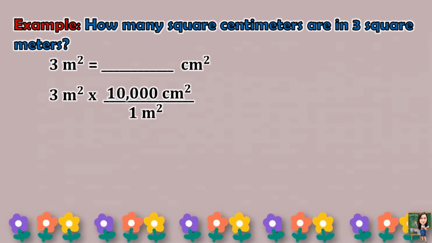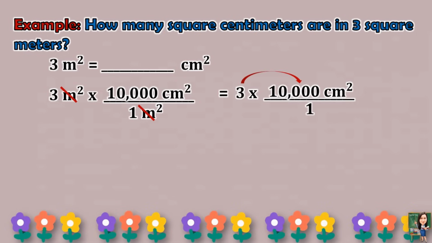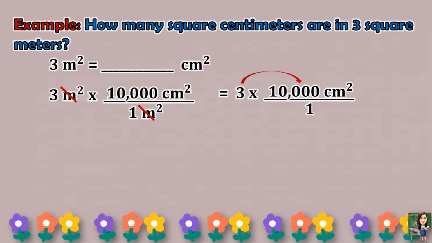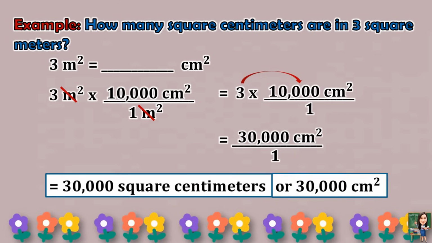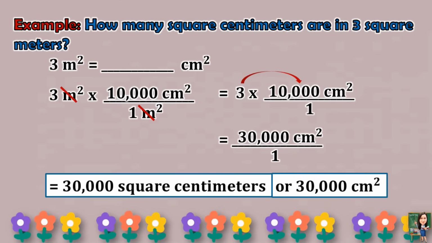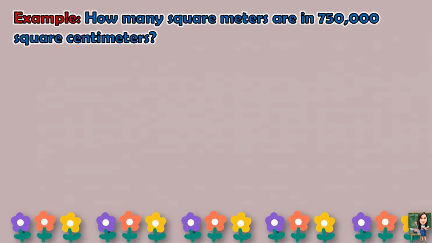And the next step is to cancel the square meters. We will multiply 3 times 10,000 square centimeters equals 30,000 square centimeters divided by 1 equals 30,000 square centimeters. You can write it like this. Therefore, 3 square meters is equivalent to 30,000 square centimeters. Let's see another example. How many square meters are in 750,000 square centimeters?